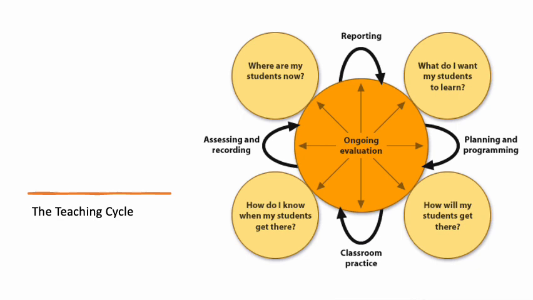Then we look at, where are they now? So we've assessed, we've recorded some information. We then go through a reporting process. That reporting can be to caregivers, it can be to systems, it can be to your school. But you'll notice in this diagram that evaluation is constantly being undertaken by the educator and by the school. So we want to think about everything.